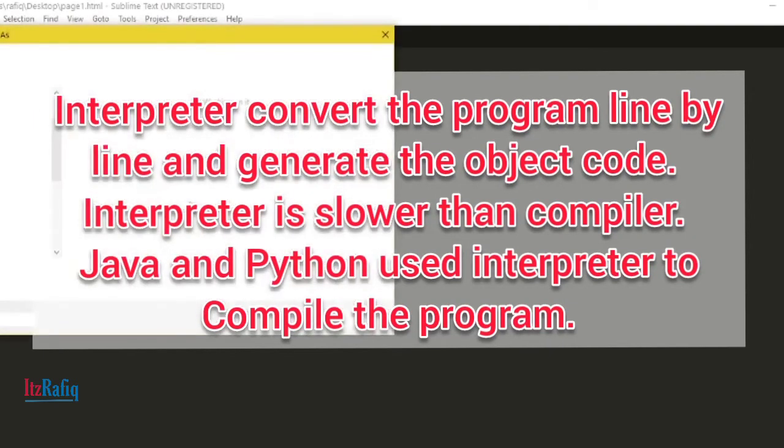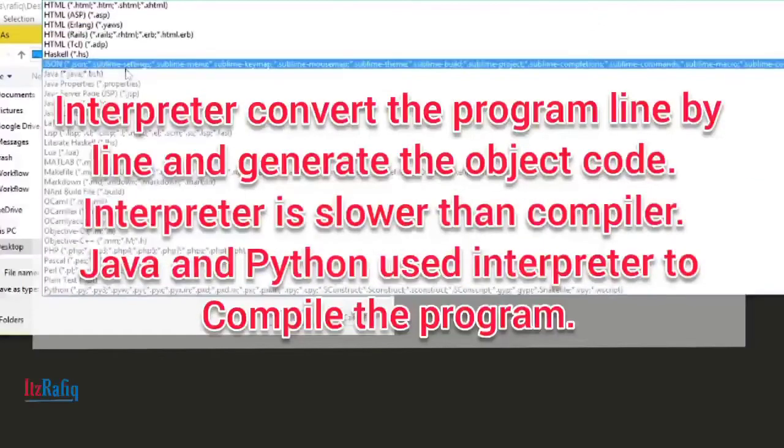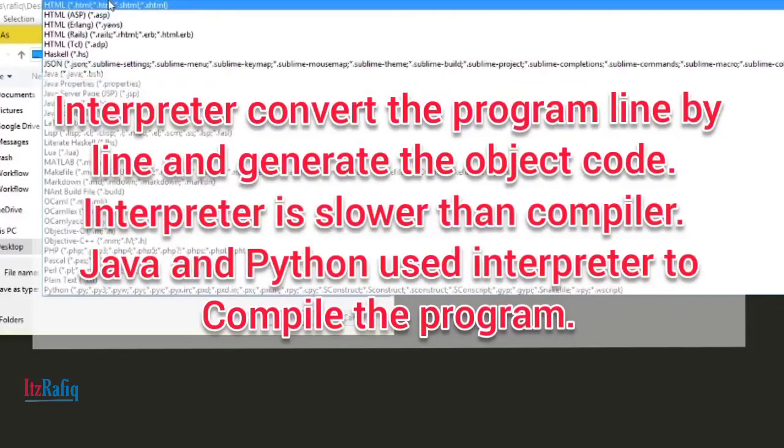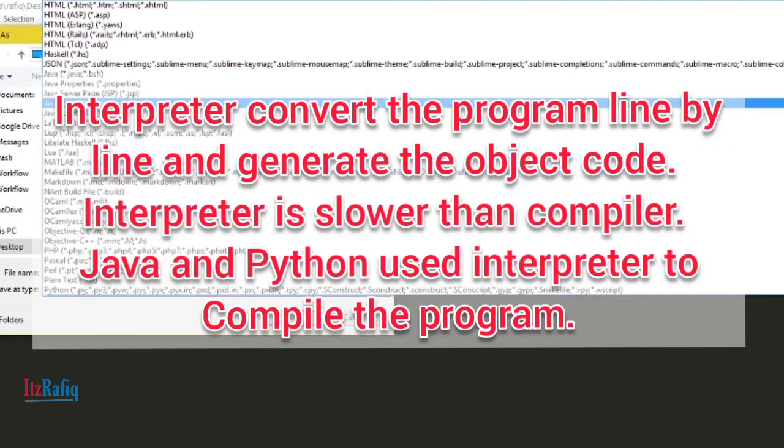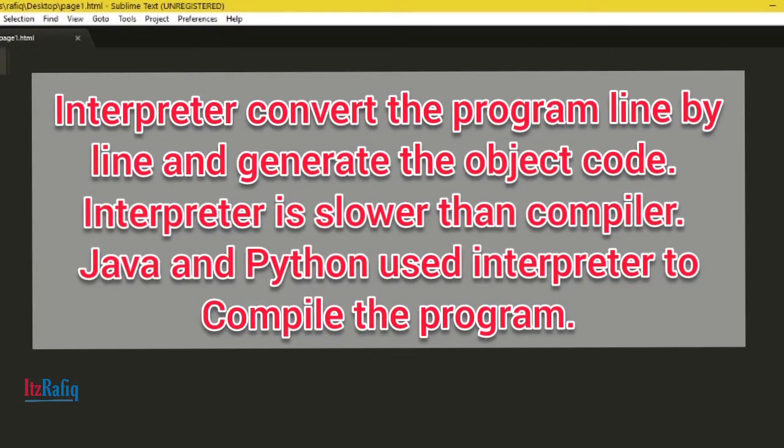There are two types of translator, compiler and interpreter. Interpreter converts the program line by line. First it will check the first line. If everything is correct, then it will execute the first line. Then it will go to the next line, again it will check. If it is correct, it will execute, and so on.